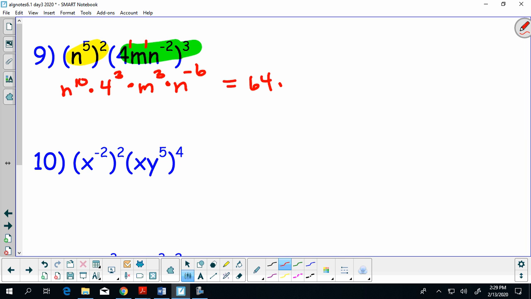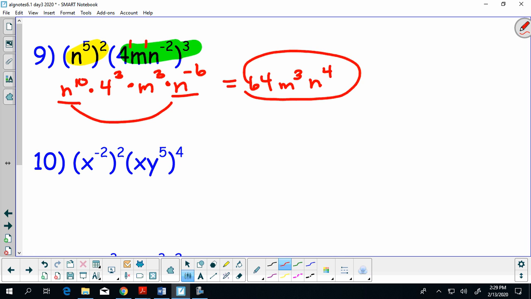Alphabetically, m is next, and he's perfectly happy next to there, m to the 3. And then these two, n to the 10th and n to the -6, are their own little multiply problem. So I'm going to add 10 plus -6. That's going to give me n to the 4th power. Everybody's happy? This is my answer.